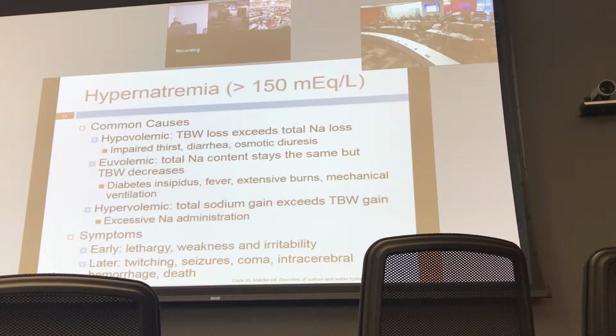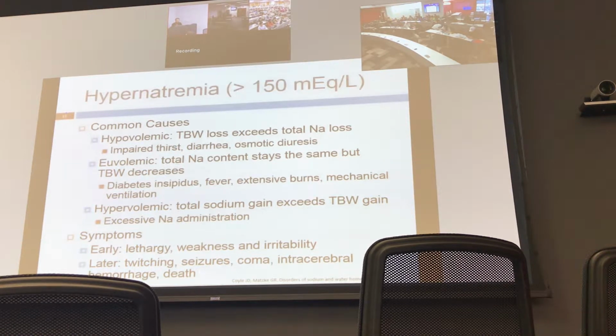So hypernatremia is categorized in similar ways, and remember, it's similar issues. So often, the most common causes of this are fluid-related. So in hypovolemic hypernatremia, again, total body water loss exceeds your sodium loss. So impaired thirst, inability to access water, can also be caused by diarrhea or osmotic diuresis, which is interesting, right? Because we can either have hypernatremia caused by diuresis or diarrhea, or hyponatremia caused by the same, right?